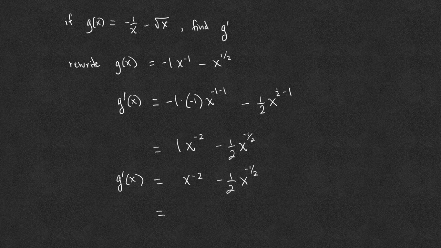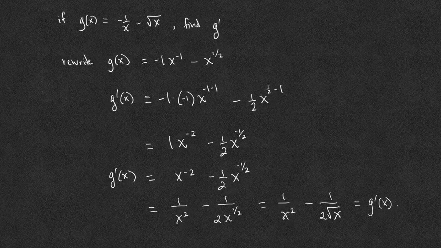This can be rewritten as 1 over x squared minus 1 over 2 x to the positive power 1/2. And it can also be rewritten as 1 over x squared minus 1 over 2 times the square root of x. Any of these forms is correct, and this is the derivative of the given function g of x.